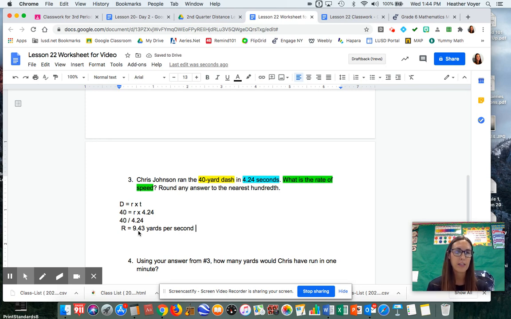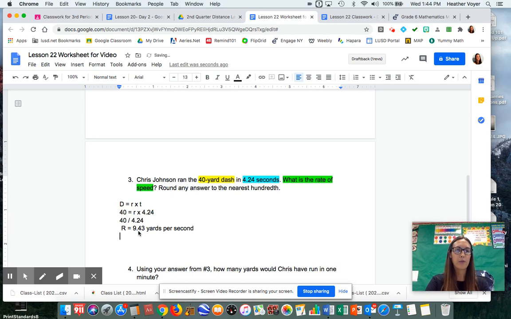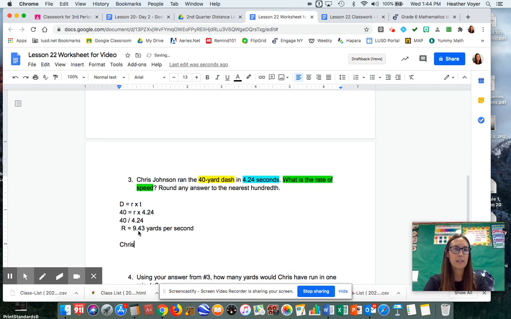How many yards did he run per second? And so I can write my sentence now. Chris Johnson's rate was 9 and 43 hundredths yards per second.